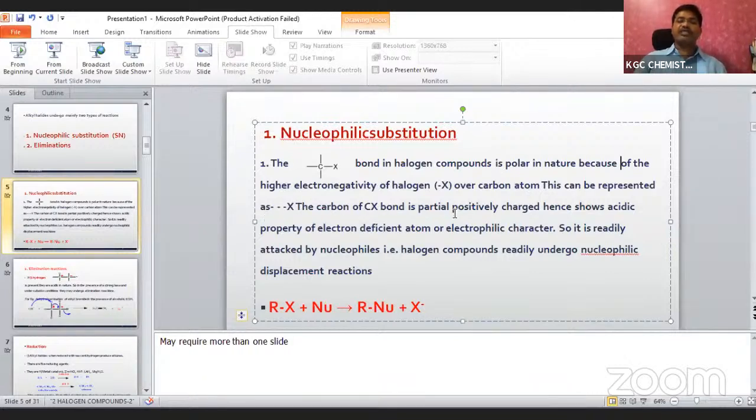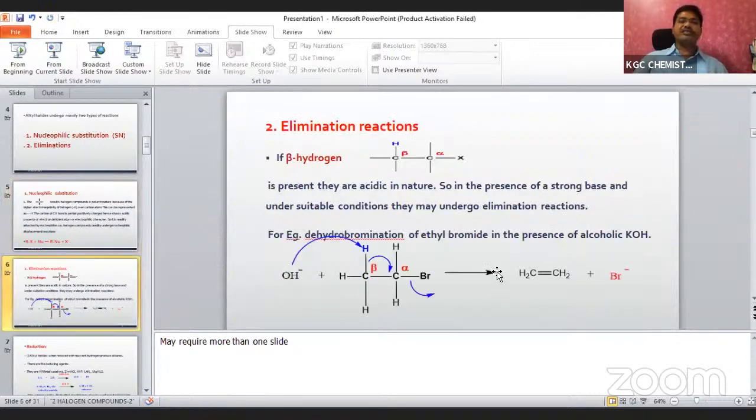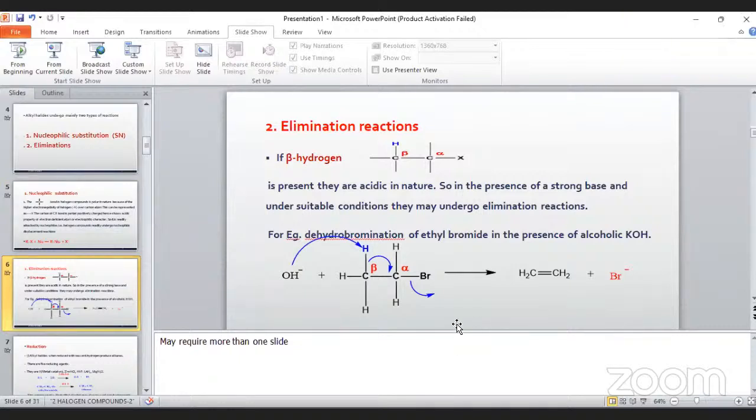The carbon of the C-X bond is partially positively charged, hence it shows acidic property, that of an electron deficient atom, or electrophilic character. So it is readily attacked by the nucleophile. That is, halogen compounds readily undergo nucleophilic substitution reactions. For example, this is a halogen compound, an alkyl halide. This is a nucleophile, and this will be substituted by this. Actually, all these are in the animation. If we get the slideshow, it looks very attractive.